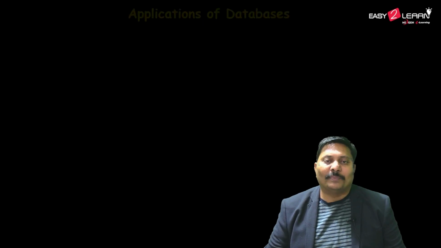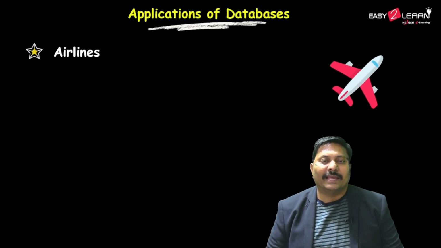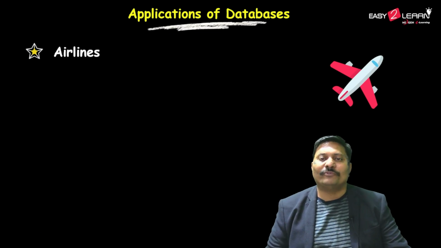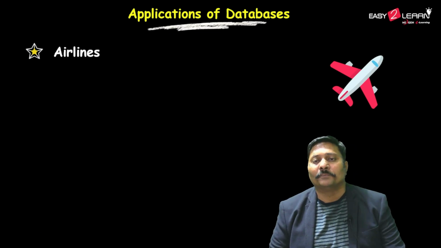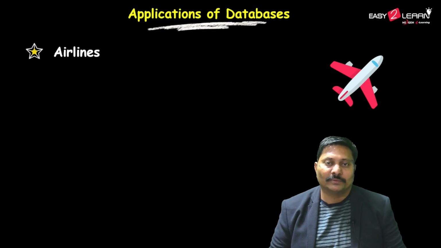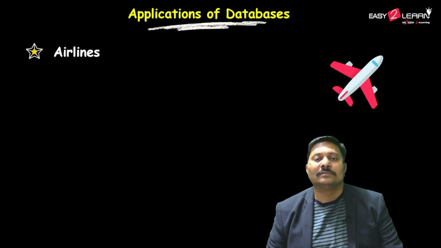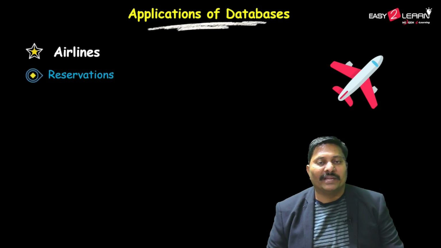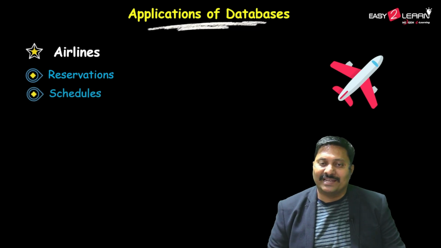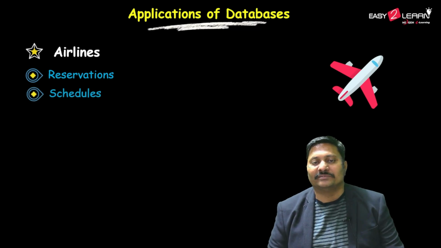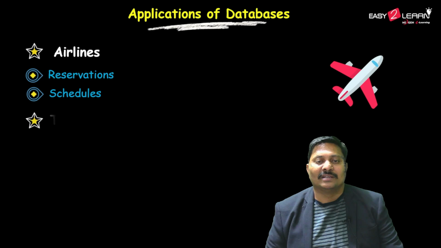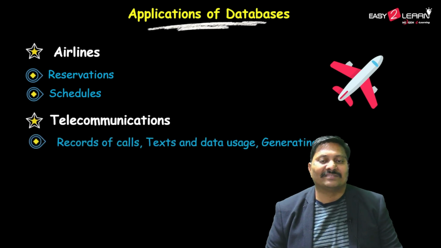And the next application is airlines. Databases are critical to the smooth functioning of airline operations and customer services. Some of the key applications include flight scheduling and management, ticketing and reservations, customer relationship management, baggage tracking, maintenance and safety records, and so on.